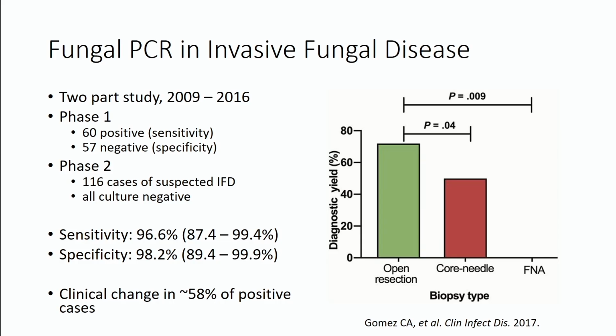First, let's talk a little bit about what's known. This was work that came out of Stanford at the end of 2017. They have a very similar assay to our broad-range PCR assay, and there are a couple of points to make from this. They had a two-phase study. First, they took 60 known positive cases where they had an organism ID'd by a reference method, and 57 cases that were negative by reference methods, and they used that to test sensitivity and specificity of their assay.